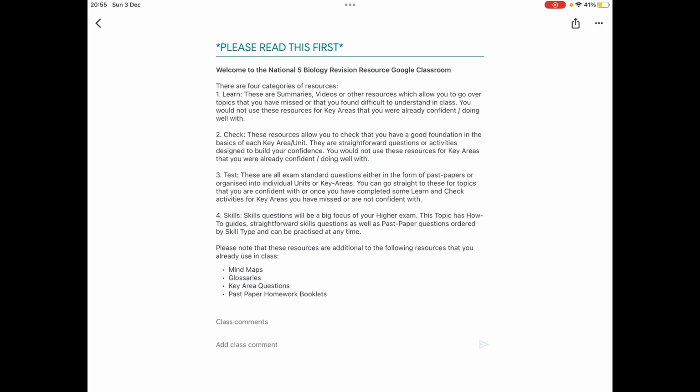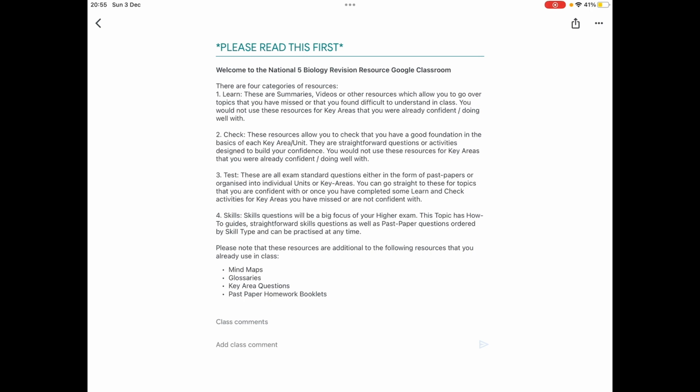It's the same with check. Check are simple, straightforward questions or ways of testing your knowledge at a kind of C level, if you like. And again, these are straightforward questions and activities designed to build your confidence. So again, if you've done really well in your Unit 1 assessments, I should say, then you wouldn't really want to do the check questions for those topics. However, if you were not confident with a particular key area, again, based on your assessment analysis, you would do a little bit of learn, a little bit of check, before going on to the test.